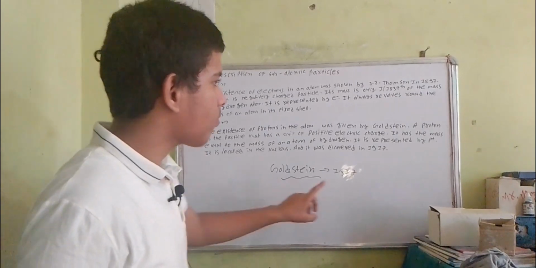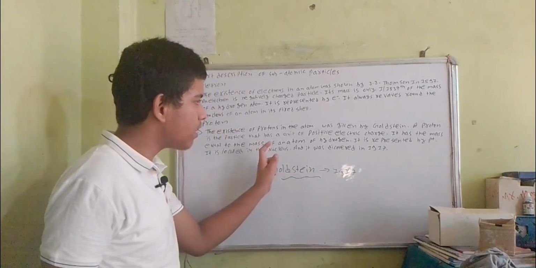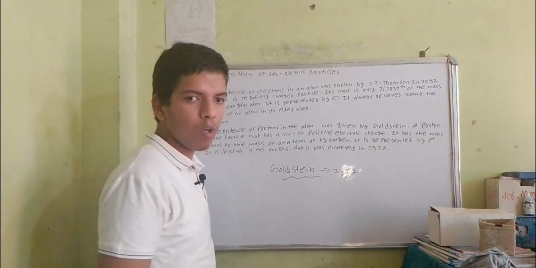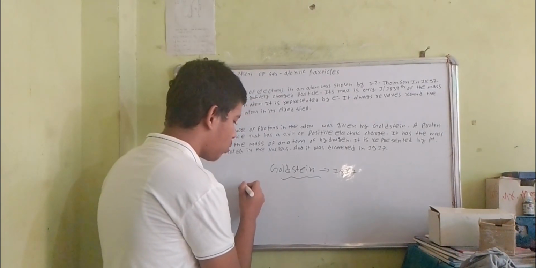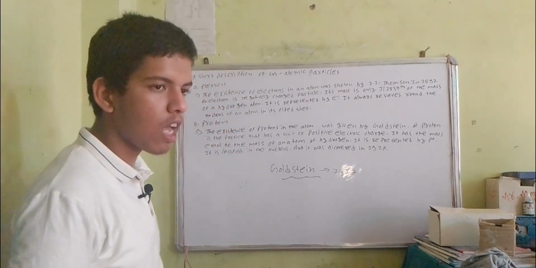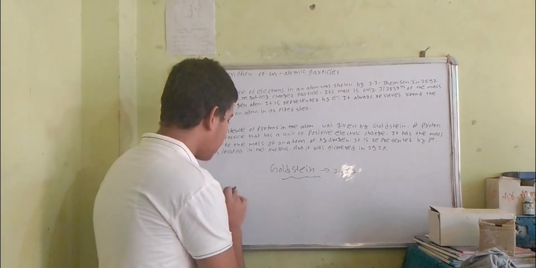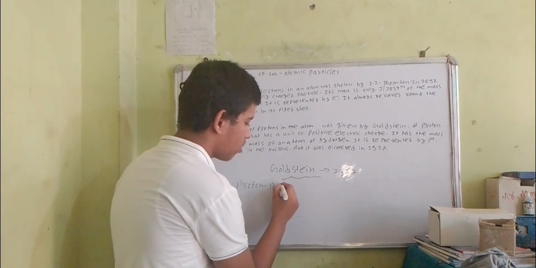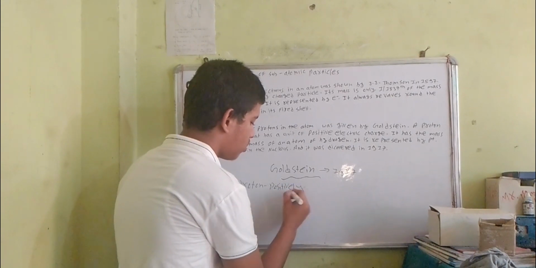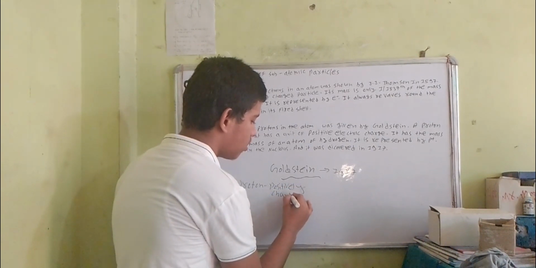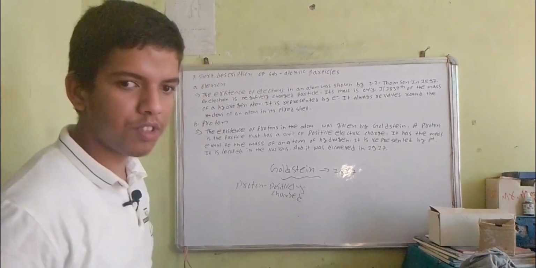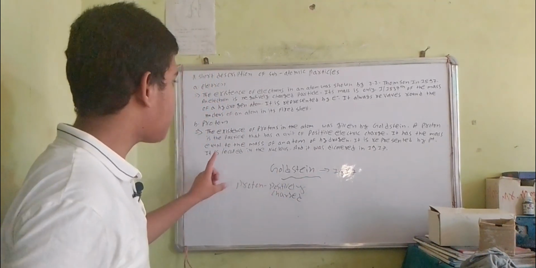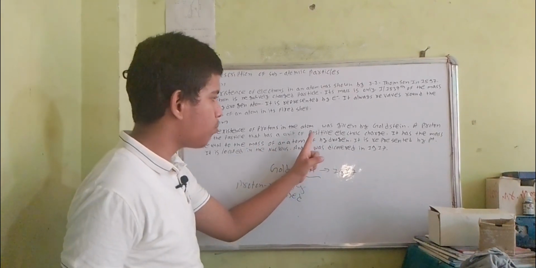A proton is the particle that has a unit of positive electric charge. Means they have positive charge. Like electrons, they are negatively charged particles, but protons are positively charged particles. A proton is the particle that has a unit of positive electric charge.